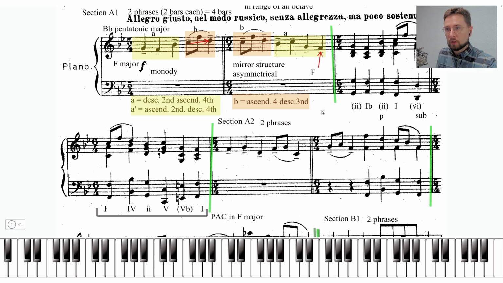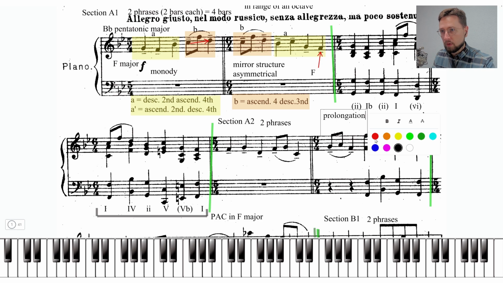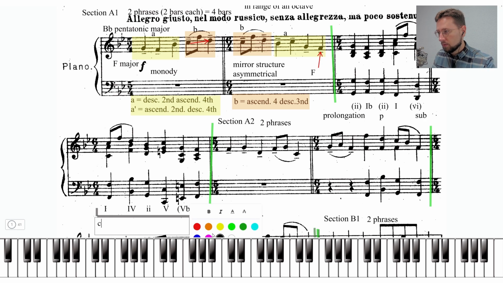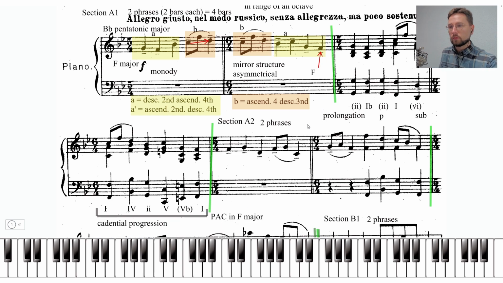And we would have here a prolongation. And there we would have a cadence. So this is cadential progression, and this is a prolongation, harmonic prolongation. So that would be the way to look into it from the tonal perspective. The thing that happens is that it doesn't really sound tonal.